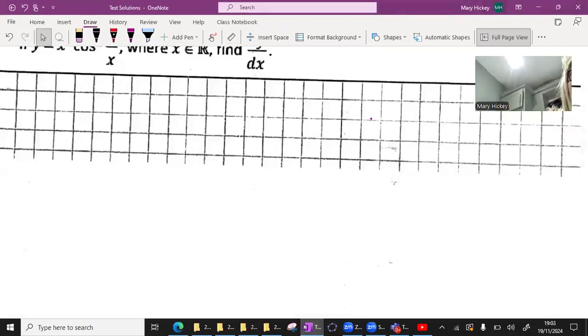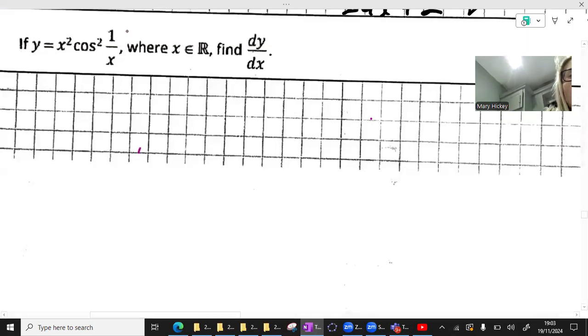Okay, next we have to differentiate this. So this is going to be product rule because we have two things being multiplied. So we're going to let u is equal to x squared, and our v is going to be our cos squared 1 over x. du dx should be pretty straightforward, 2x.